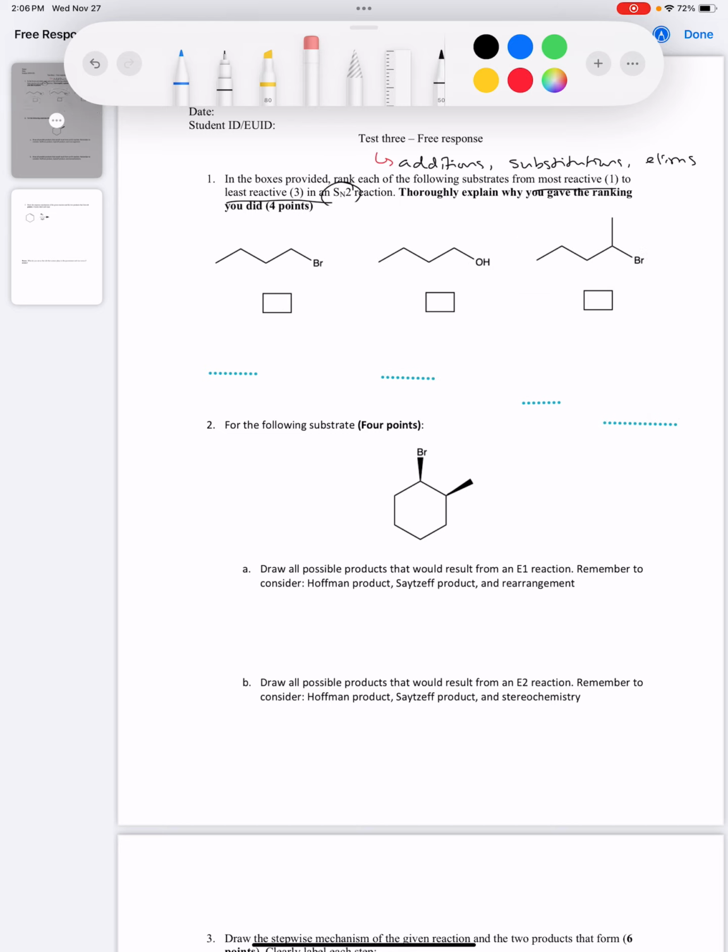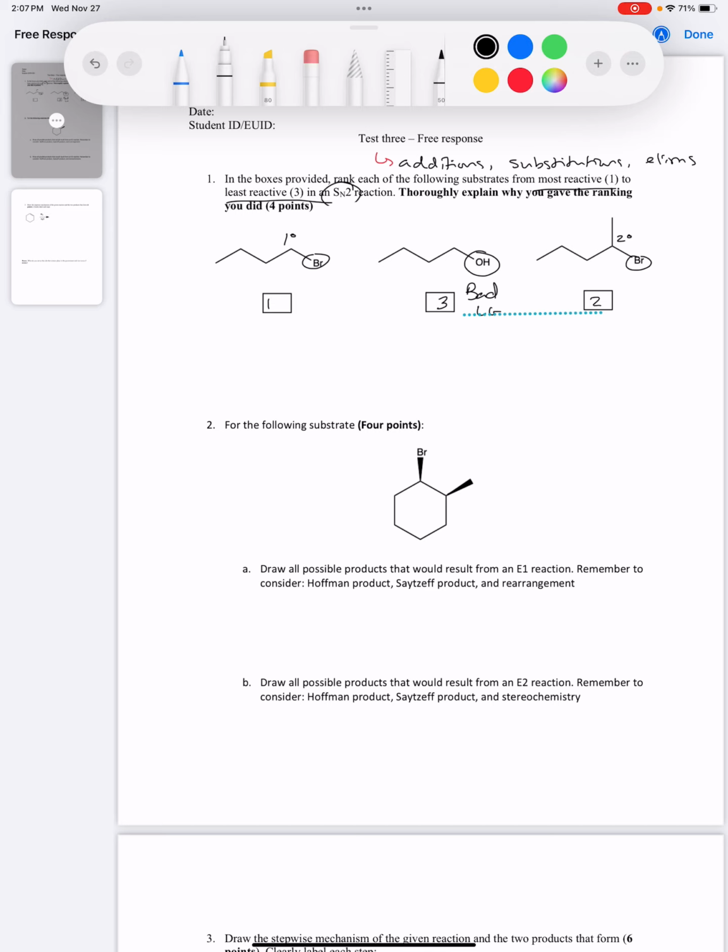So the first thing I see when I look at this is this OH is a bad leaving group, while these other two are good leaving groups. So I would rank this one last. Between these two, this is a primary and this is a secondary. So primary is the best, then secondary is next best, and then this is the least. If I have to thoroughly explain why, which is a skill I really want to drive home this semester, I want you to answer in complete sentences and give a thorough explanation.